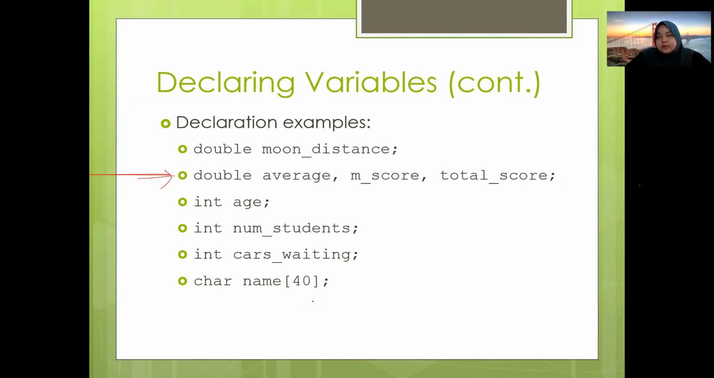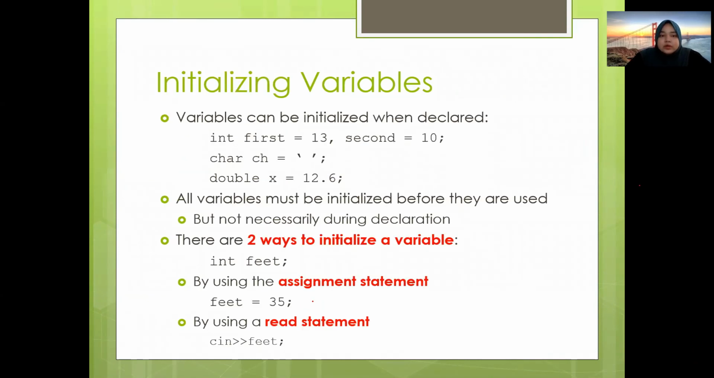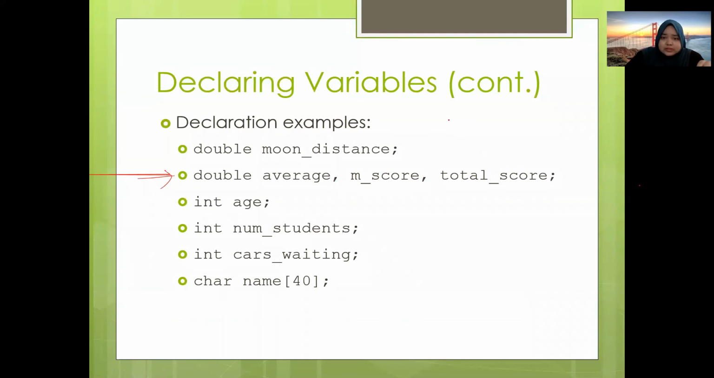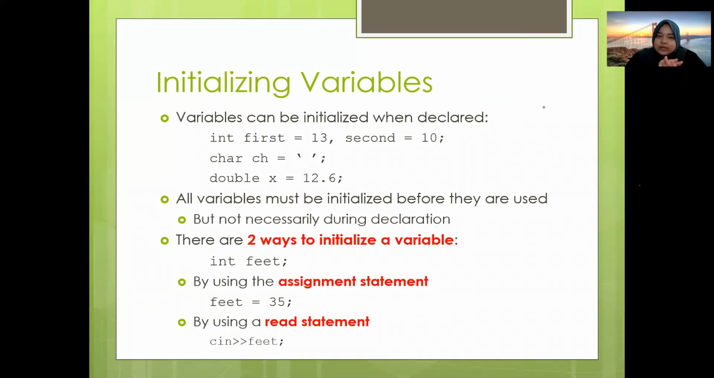Okay, ni cara dia, variable declaration. Okay, so initializing ni apa maksud dia? Initializing variable. Variable can be initialized when declared. Ketika declare kita boleh initialize. Maksud initialize is we put an initial value inside our memory. Kalau yang ini tadi, double moon_distance, dalam memori dia buat satu kotak je, nama dia moon distance, dan data type dia adalah double. Tak ada isi.